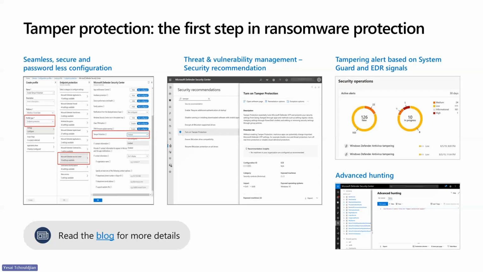Same thing, right? Tamper protection will then prevent somebody from going and turning off real-time protection. They want to cover their tracks, right? So that's where tamper protection can really prevent all of those from being turned off.